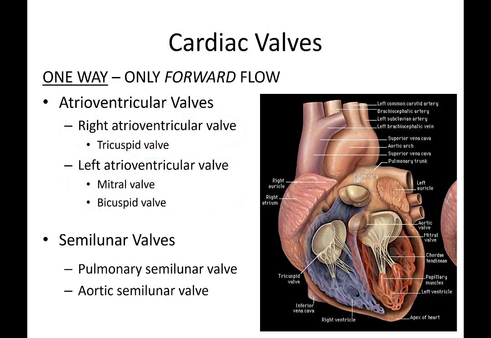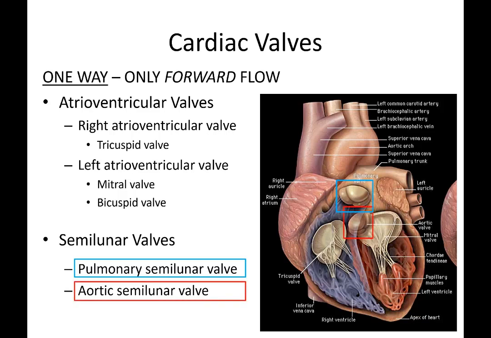The semilunar valves are at the base of the great vessels, namely the aorta and the pulmonary artery. The pulmonary semilunar valve is where blood pushes through when the right ventricle is squeezing and ejecting blood, opens that pulmonary valve, and then when the right ventricle is relaxing and filling with blood again, that pulmonary semilunar valve is closed. The aortic semilunar valve is pushed open by the force of the left ventricle pushing blood out to the body. When the left ventricle relaxes, that aortic semilunar valve will shut.